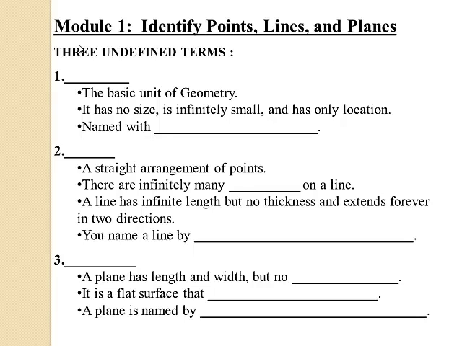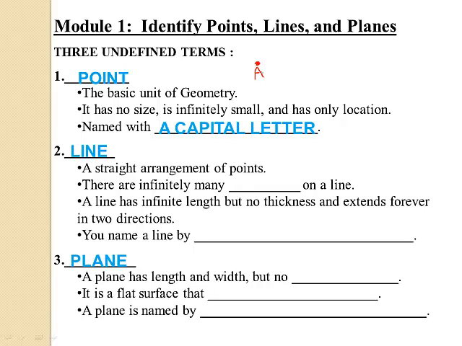Okay, welcome to Module 1, Identifying Points, Lines, and Planes. In geometry, we have three undefined terms, which are point, line, and plane. A point is the basic unit of geometry. It has no size, is infinitely small, and has only location, and it is named with a capital letter. So an example would be if you had point A.